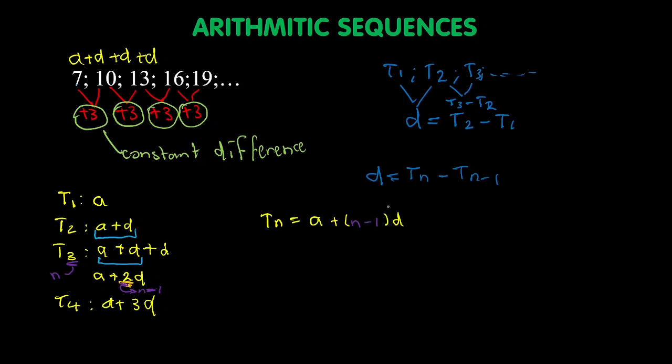So the formula for an arithmetic sequence is Tn equals A plus n minus 1 multiplied by D, whereby A is the first term of the sequence, n is the position of the number, and D is the difference, the constant difference.